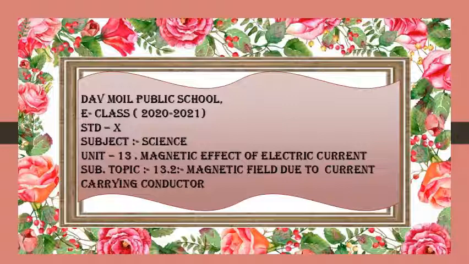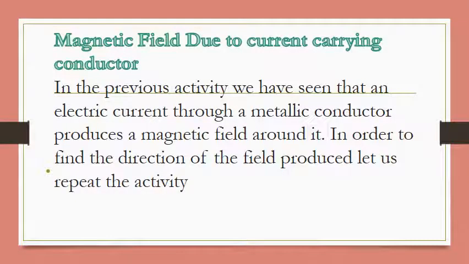Dear students, today in the lesson Magnetic Effect of Electric Current, we will see the magnetic field due to current carrying conductor. In the previous activity of this lesson, we have seen an electric current through a metallic conductor produces a magnetic field around it. In order to find the direction of the field produced, let's repeat the activity.